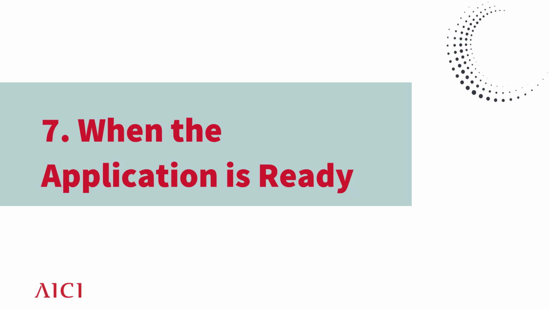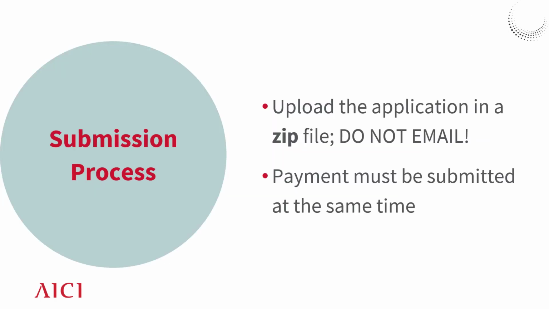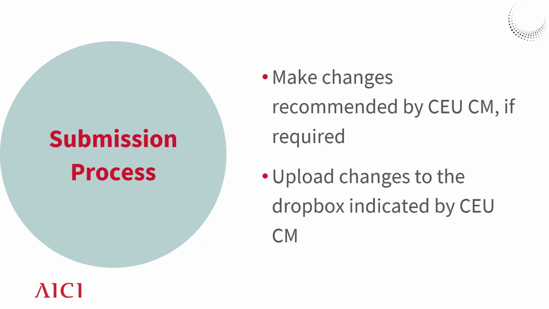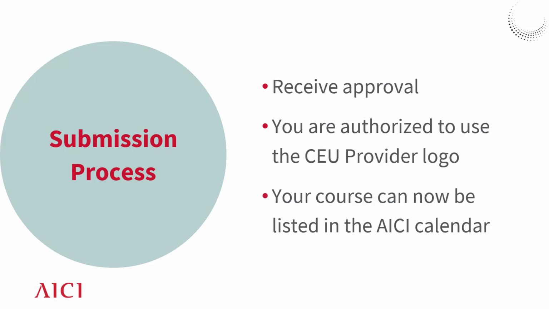Number 7, when the application is ready. To start the submission process, you would upload the application. Remember, the entire application in a zip file. Do not email any pieces of your application. At the same time, your payment is required. Once you have made that submission, the CEU committee member may be in touch with you with any changes required. If you need to make changes to your application, then they're uploaded into the Dropbox indicated by that CEU committee member. When the CEU administrators have approved your application, you will receive notification, and you are then authorized to use the CEU provider logo, and your course can now be listed in the AICI calendar.